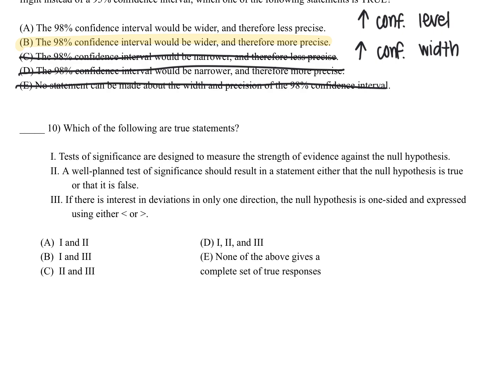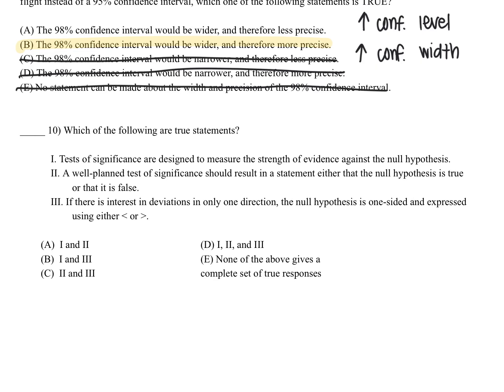So the first statement is true. We are always trying to gather evidence against the null hypothesis because our goal is to always reject the null hypothesis. The second statement is false. We are never actually saying that the null hypothesis is true or that it is false. We're either rejecting it or we're failing to reject it.